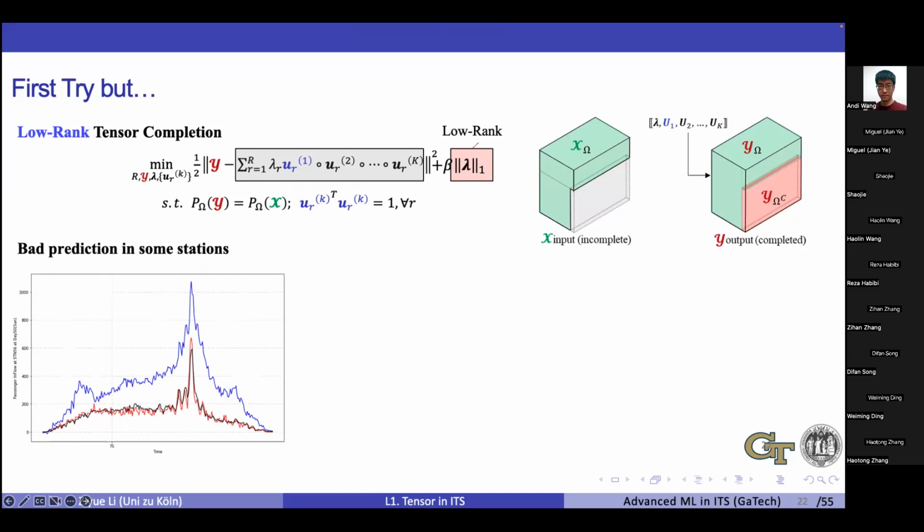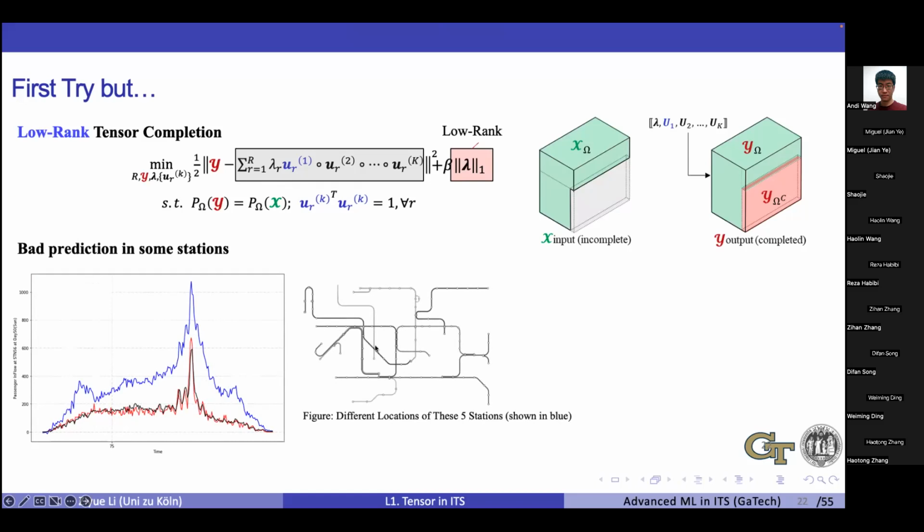So why? We checked on the map, and those good predictions are kind of concentrated in the center of the network. And those badly predicted stations are located in the outskirts of the network. So this is the first reason we found: location may play a role.